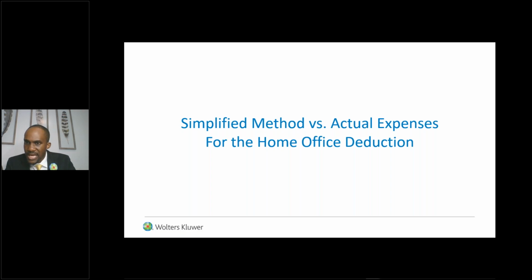And I'm just curious, how many of you would say type simplified in the chat? Anyone that uses the simplified method, go ahead and put simplified. If you use the actual expense method, go ahead and put that. Just curious, put simplified or actual. Type that in the chat box.